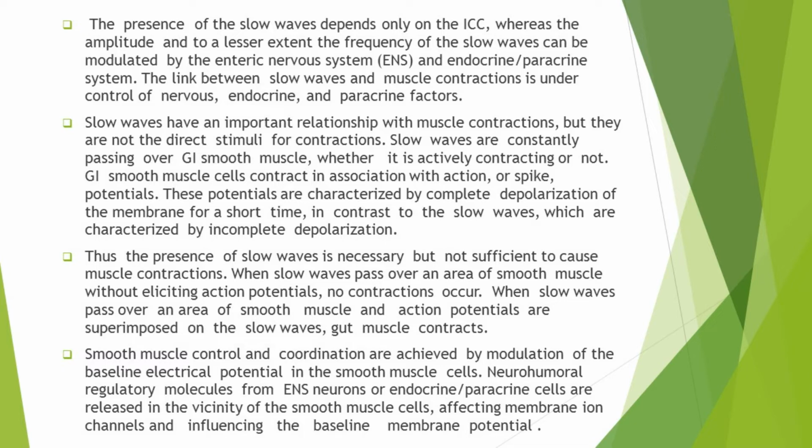So these neurohumoral factors are released in the surroundings of smooth muscle cells, and they affect the ion channels present in the membranes of smooth muscles. These ion channels cause the movement of certain ions through them, and this movement of ions strongly influences the baseline membrane potential or resting membrane potential, which changes into an action potential or spike potential accordingly.